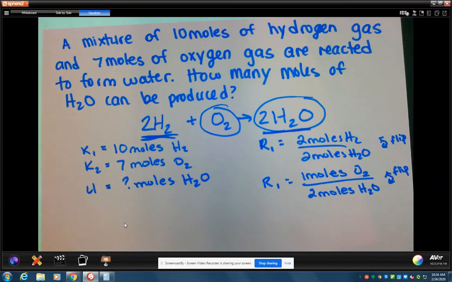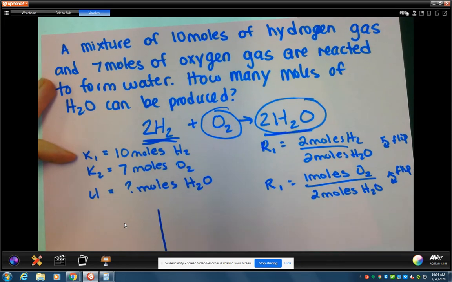All right, so now we're going to actually solve this problem. We're going to end up solving it 2 times. In the first one, we're only going to work with our first known. We're going to ignore our second known. So just using our first known, we're going to set up our dimensional analysis.